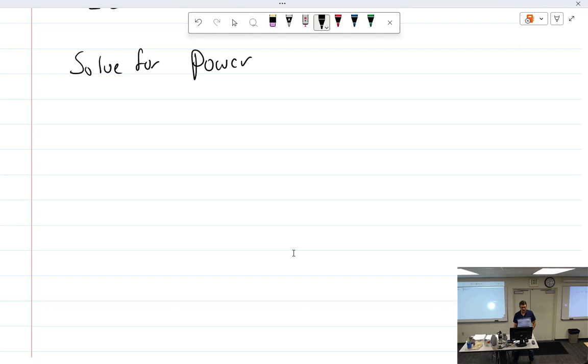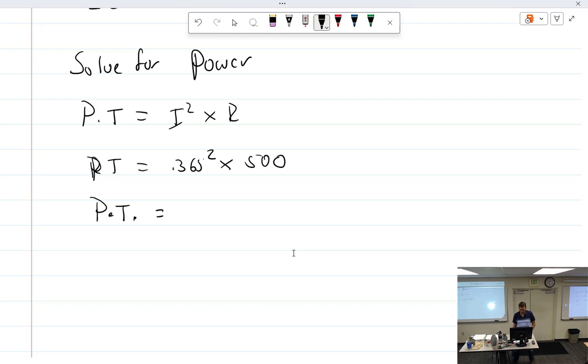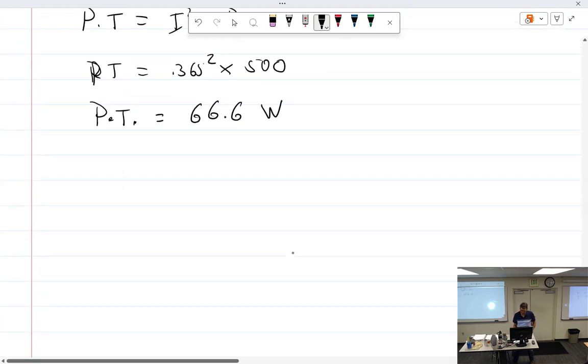Solve for power. So we'll do power true equals I squared times R. So power true equals 0.365 squared times 500. So power true is going to equal 66.6 watts. Devil's power draw.